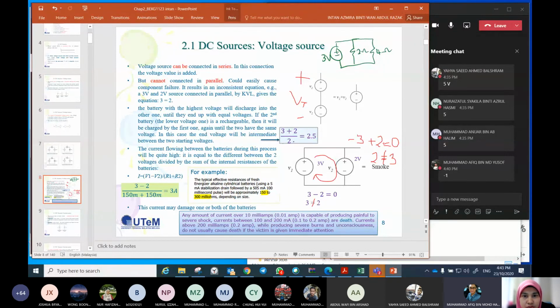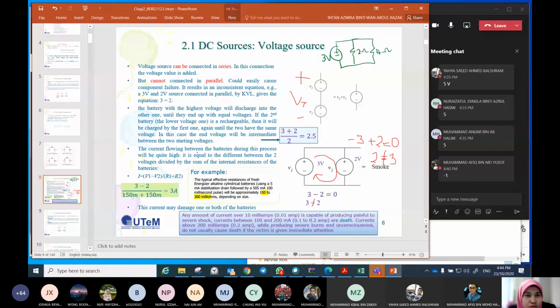Because of this. Let's say we apply KVL in this circuit. Minus 3 plus 2 will be equal to 0, right? But then 2 equals minus 3? No. So 2 would have to equal 3, but 2 is not equal to 3. So this is the explanation.